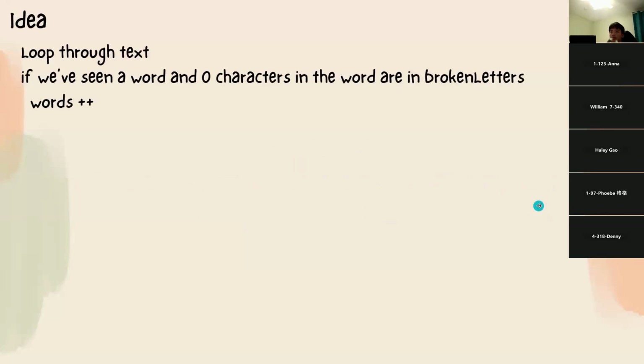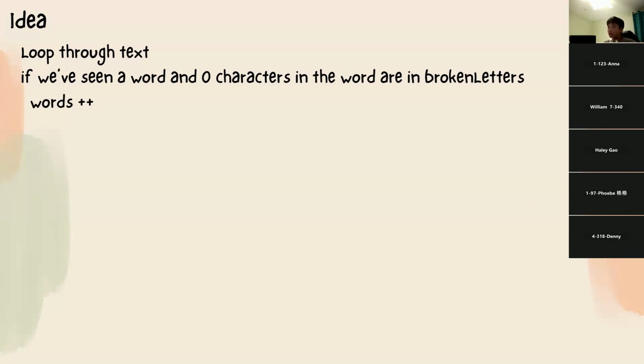Okay, so this is the pseudocode. Loop through the text, as in we're going to go through every single word one by one. If we've seen a word and there are zero characters in the word that are in broken letters, we're going to add it to our answer, which is words. Words is going to be our answer. That's kind of it. That's my way of writing pseudocode. Very simple, very basic.